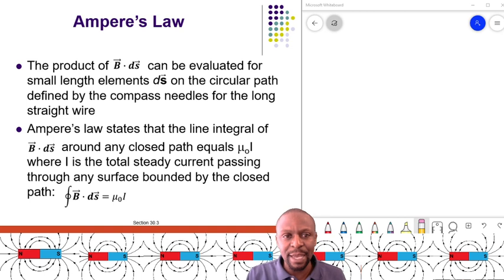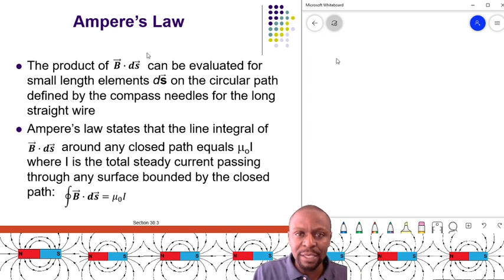Now, what does Ampère's law state? Ampère's law states that the product of B dot ds can be evaluated for a small segment element ds on the circular path defined by the compass needle for the long straight wire. Now, the moment you see B dot ds, what comes to your head?